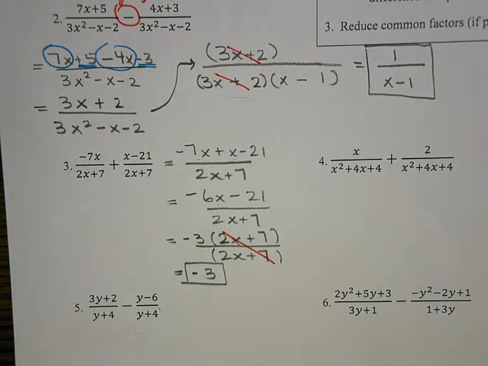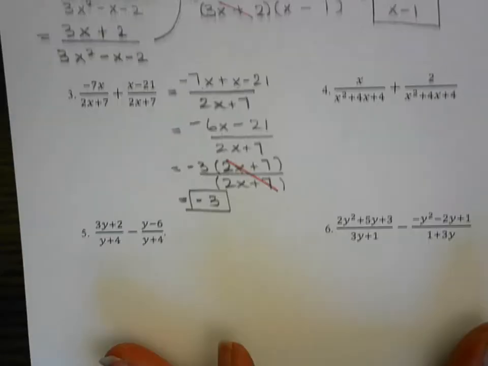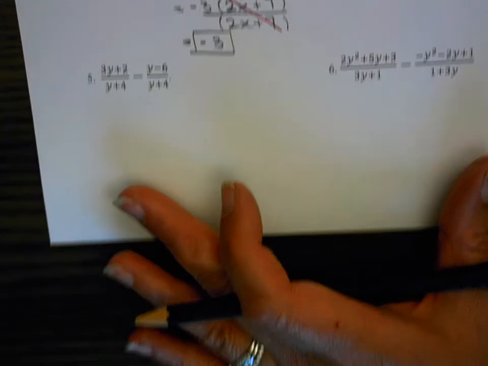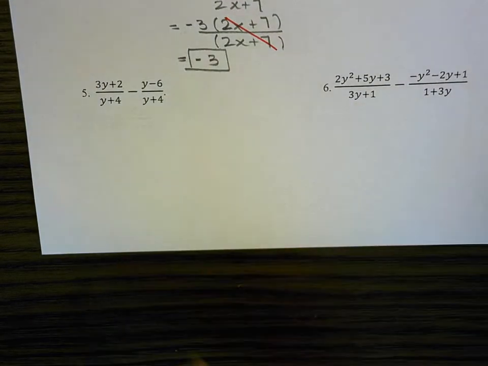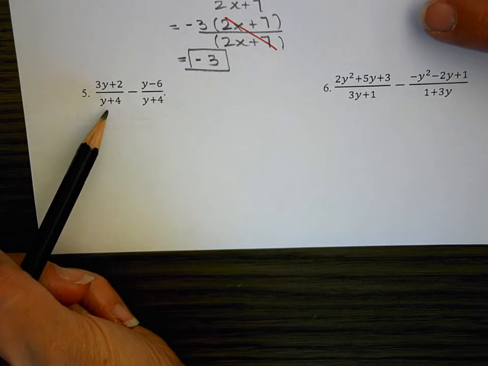Okay, so again, this would be a good time to press pause and then try to do a couple of these. Okay, and then I'm going to skip 4, but let's go ahead and take a look at 5 and 6 here. So for question number 5, again I have a common denominator here.